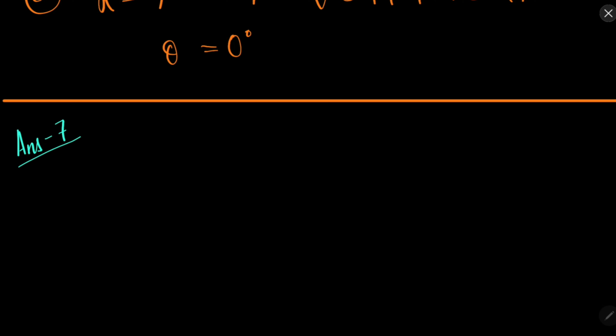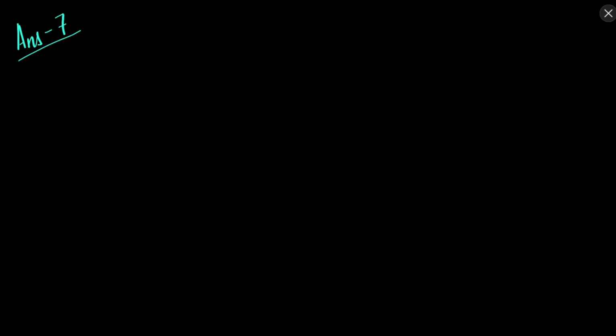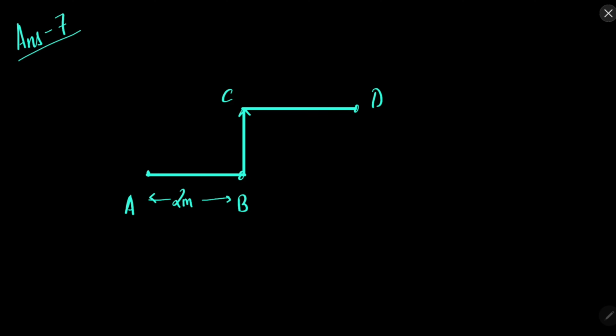So the seventh one. Let's try to draw the diagram. First of all, let's say we are here, and it moves like this, A to B, towards east, 2 meter. Then it takes a perpendicular turn towards north like this, C. Then again a perpendicular turn like this, towards D. By the way, this is 4 meter, this is 0.5 meter. So this is the situation that we have.